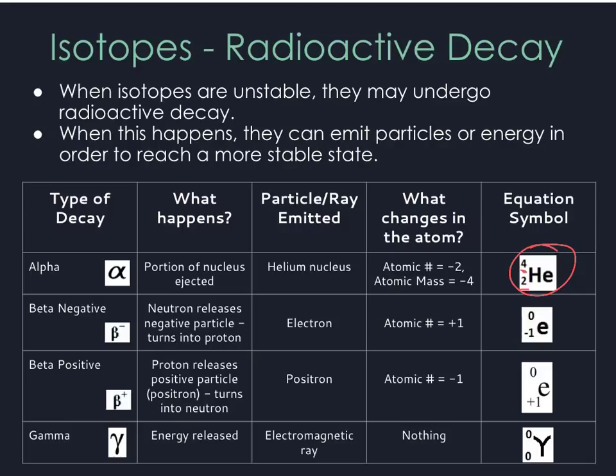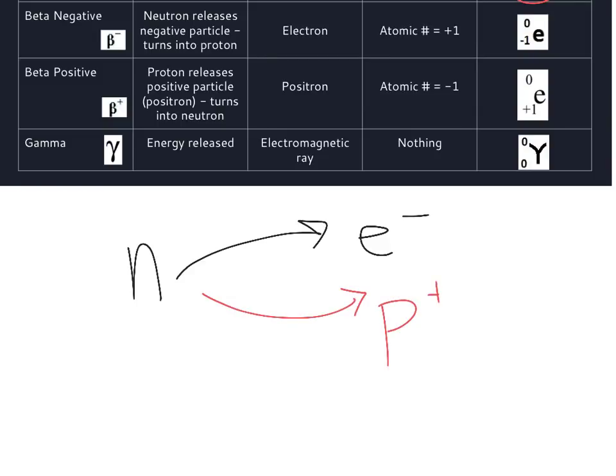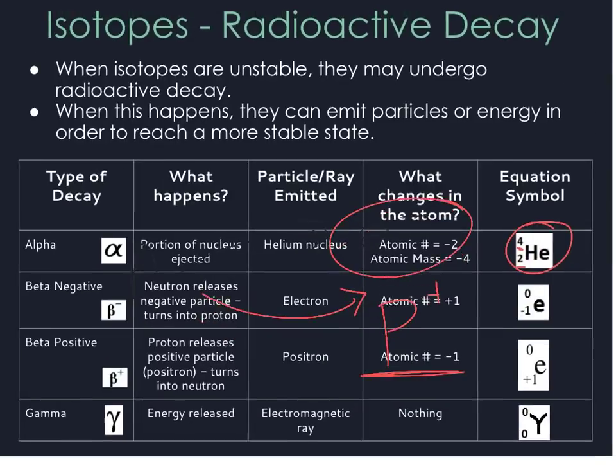So with beta negative decay, there's 2 beta decays. With beta negative decay, a neutron releases a negative particle and turns into a proton. So remember I said that neutrons are made out of essentially protons and electrons. So if the neutron kicks out an electron, then what is left is a proton. Okay, so this guy left, he's gone, and we're left with this proton. So now we have a positively charged thing.